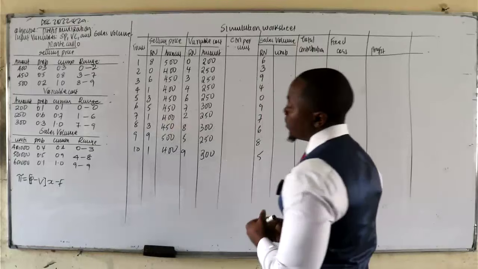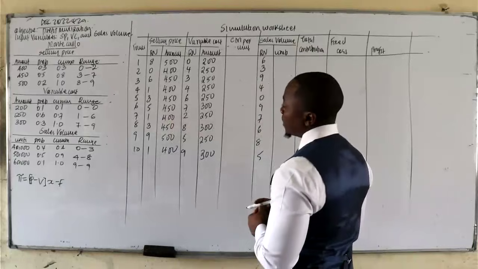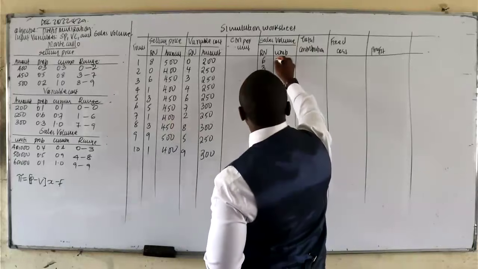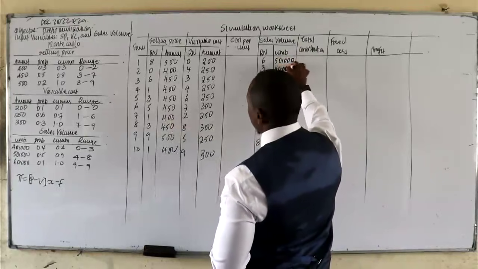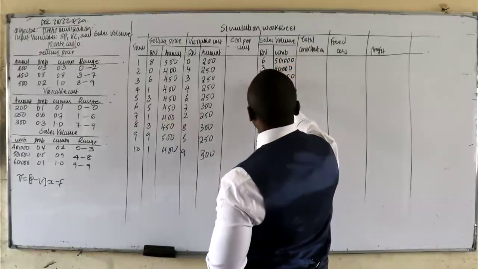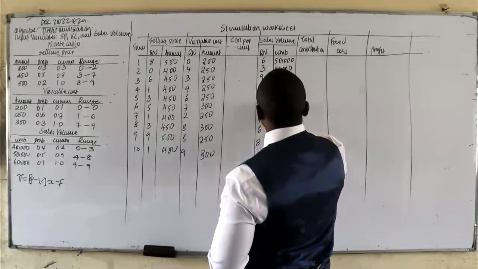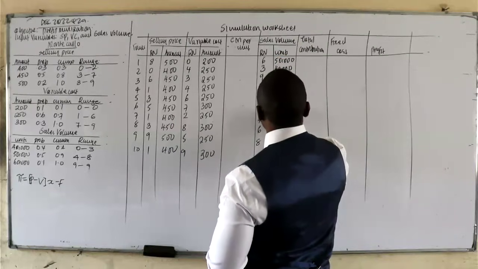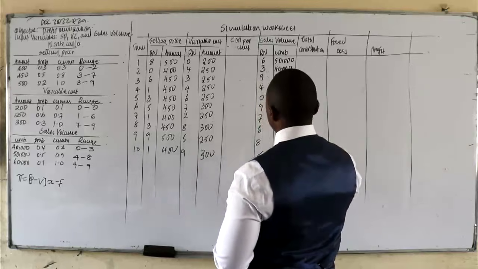And for the sales volume, we use the Monte Carlo for the sales volume. 6 will be 50,000. 3 will be 40,000. 9 is 60,000. 4 is 50. This is 40. This is 60. This is 50. We have 50. We have 50. Also, this one is an amount of 50.